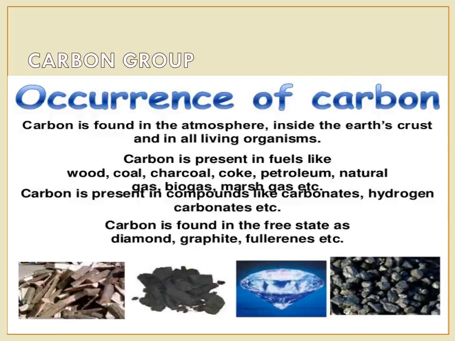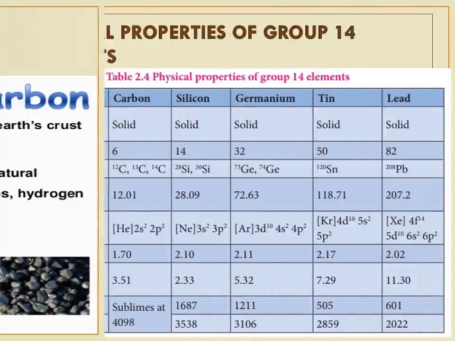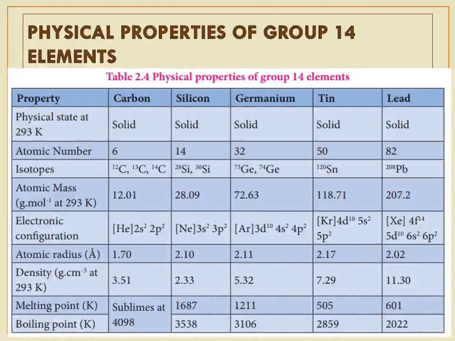Now these are the physical properties of group 14 elements. See the picture. Group 14 elements such as carbon, silicon, germanium, tin, lead. These are the group 14 elements. The physical state at 293 Kelvin: carbon, silicon, germanium, tin, lead, everything is in solid form. And what is the atomic number of carbon? 6. For silicon 14, for germanium 32, for tin 50, for lead 82.